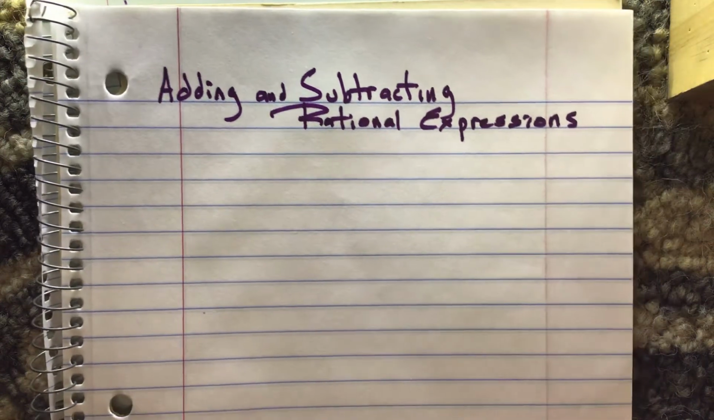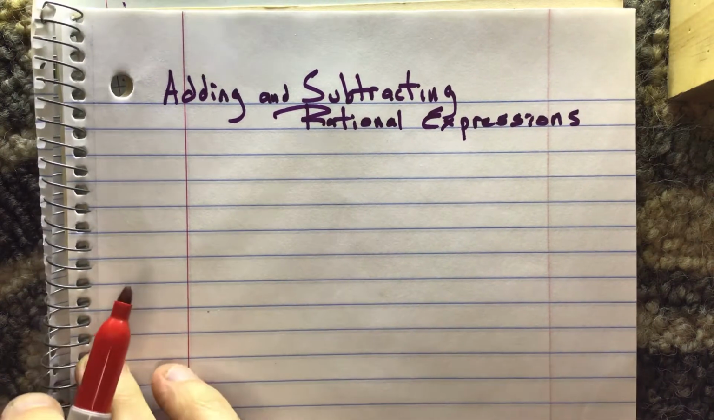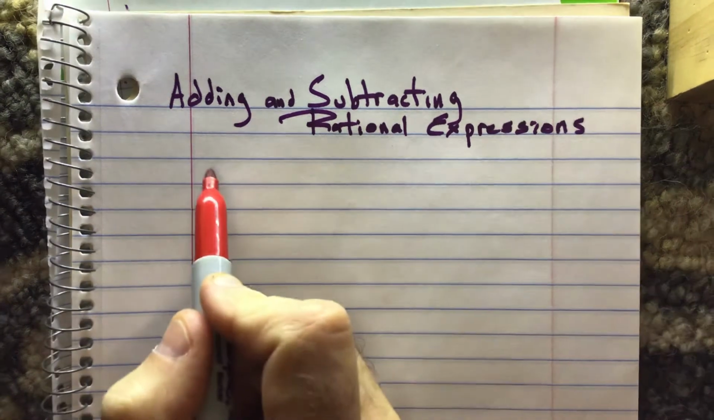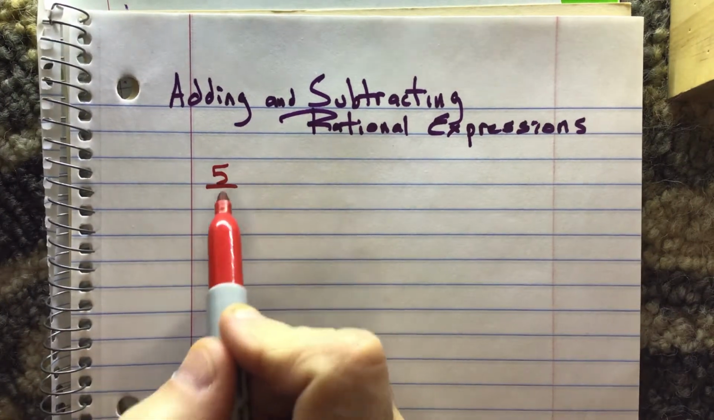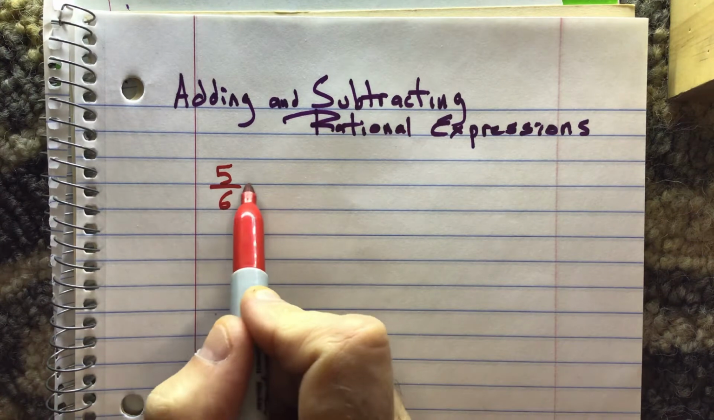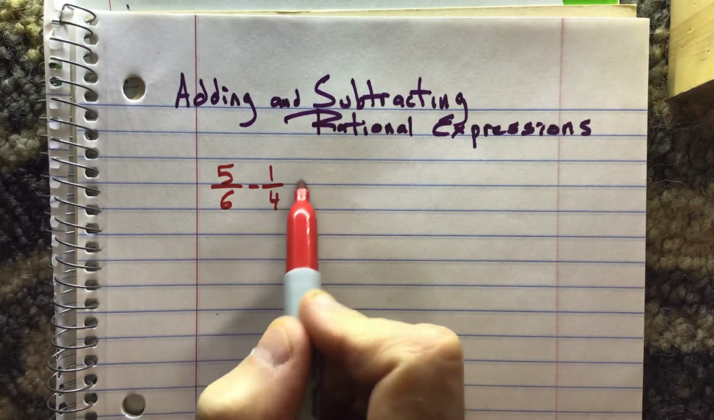This is adding and subtracting rational expressions. We just finished up with multiplying and dividing. Now we're going to look at adding and subtracting. I'm going to start with a couple of examples that we did back in the 6th grade or so.